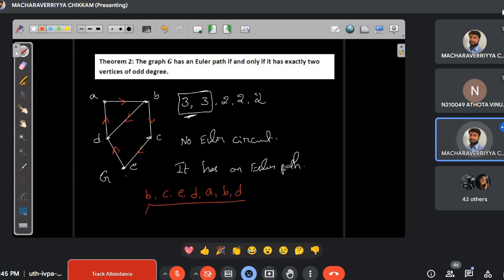Okay, so you see the degree of the first vertex is 3 and the degree of the last vertex is 3. We started with an odd degree vertex and end with an odd degree vertex. Both vertices are not the same. If they are the same, then it is an Euler circuit. But we anyway know it has no Euler circuit. Okay, so this is the Euler path.